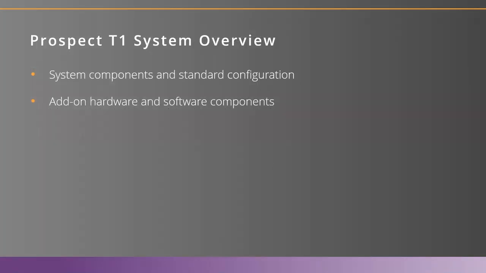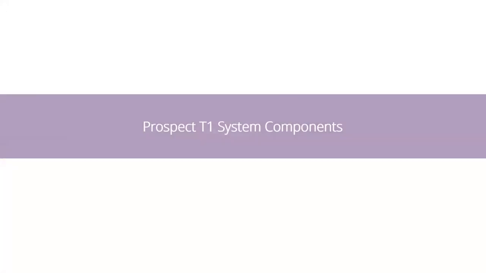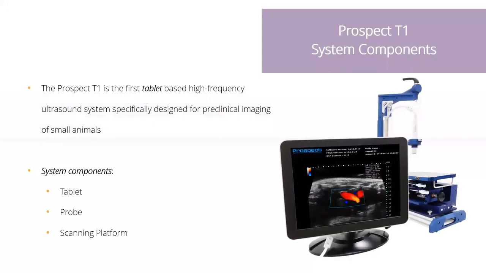So a little bit more about the Prospect T1 system specifically. We'll take a look at the components, the standard configurations, and a few of the add-ons which are available. As Martin mentioned in the introduction, the Prospect T1 is the first tablet-based high-frequency ultrasound system, and this is all that the system is composed of. It's a 15-inch tablet, if you'd like. It is slightly thick, about an inch or two, and contains all of the electronics necessary to run the ultrasound system.